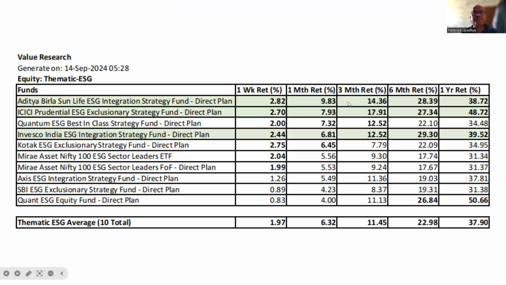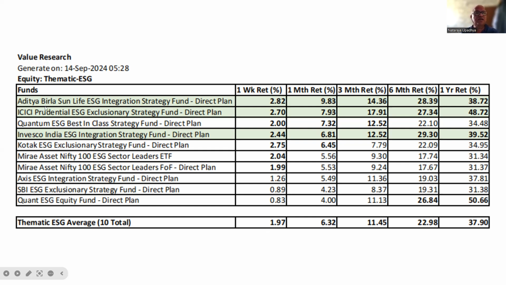But 6 months basis returns are all good for the ones that are marked in green here. Next, we are moving to ESG funds. There are only 10 such funds. Their returns are 1.97 for the week, 6.32 for the month, 11.45 for 3 months, 22.98 for 6 months, 37.90 for 1 year. 6 months and 1 year returns are not that impressive.